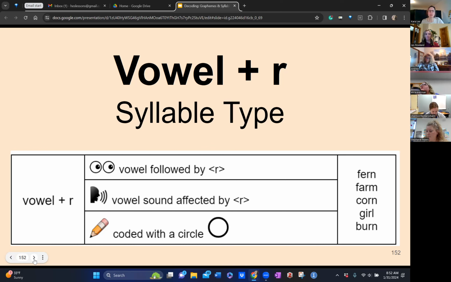If that's the terminology that y'all are using where you are, that's fine. What the kid needs to understand is that we're going to call it a vowel R because that is literally what it is. It's a vowel followed by an R. So E-R, I-R, U-R, O-R, A-R. And we're going to code it with a circle, right? Because those two things go together.